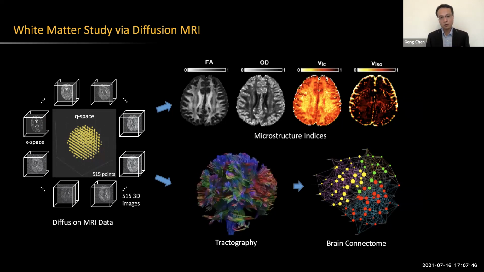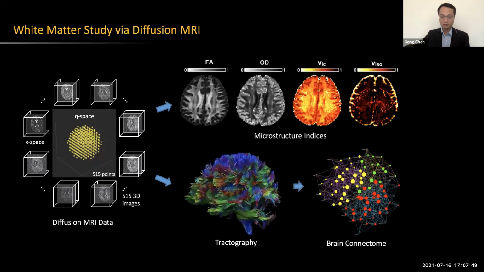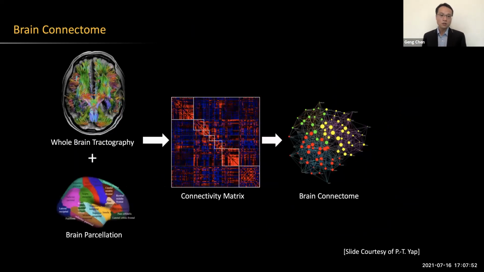Furthermore, based on the tractography result, we can construct the brain connectome. This is how to use the tractography result to construct the corresponding brain connectome. Basically, we have a tractography result, and we also have the brain parcellation result. Then we can compute region-to-region connectivity. After computing every region-to-region connectivity, we can have the corresponding connectivity matrix. This is the so-called structural connectivity, widely used in research. And furthermore, we can have the brain connectome.